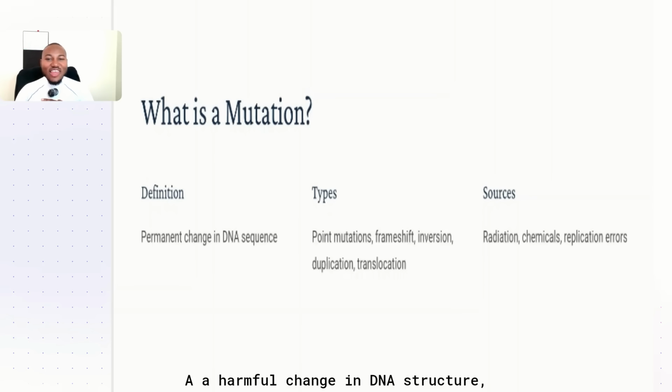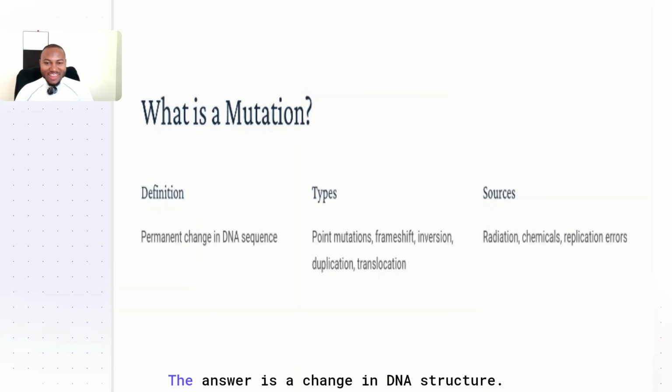What is a mutation? A, a harmful change in DNA structure. B, a beneficial change in DNA structure. C, a change in the size or shape of a cell. D, a neutral change in DNA structure. And E, a change in DNA structure that might be beneficial, harmful, or neutral.